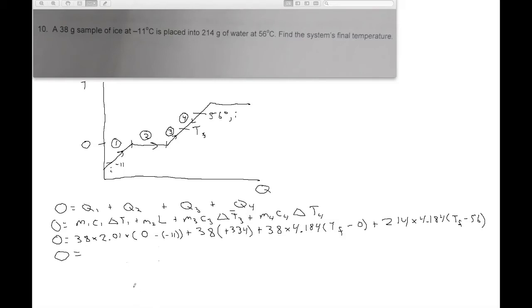38 times... By the way, be careful when you're doing delta T, it's always final minus initial. Each of these has to be final minus initial, but remember, the final temperature for one particular step might not be the same as the final temperature for the entire series of steps. Forgetting that was the mistake that we made in the original tutoring session. So here we have 38 times 2.01 times positive 11.